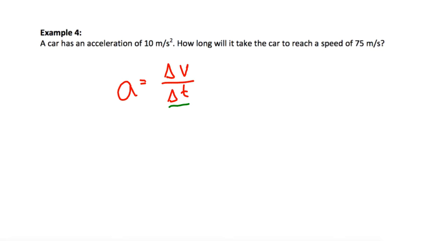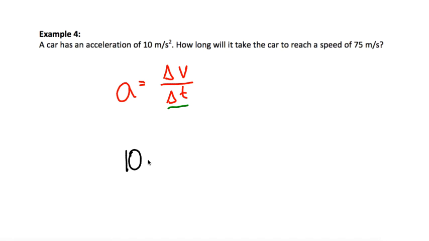So for this problem, what you'll need to do is plug in what you know. So acceleration is 10. This will be equal to our change in velocity, which is 75, divided by delta t. We don't know what delta t is, so you need to do a little bit of algebra to get delta t by itself. It's kind of a two-step process. Okay, that'll be the amount of time it took, so make sure your label for this one will be in seconds. All right, that's all the help you get on example 4.